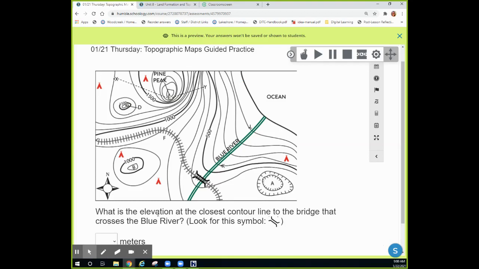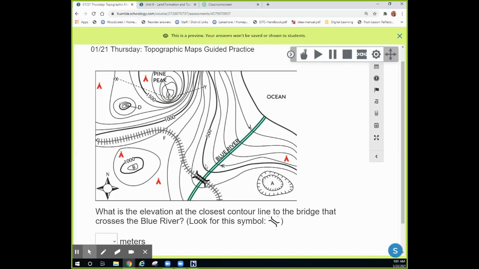The next one says, what is the elevation at the closest contour line to the bridge that crosses Blue River? So we're going to go find this symbol, which it's right here, and we're going to identify what elevation the closest contour line is. Okay, so when I look at this bridge, is it the bolded line or is it this line? Which one do you think is the closest contour line to our bridge here? It is the second line right here. Okay, it is like the bridge is almost touching it, honestly. So we have this second line and it is very close.